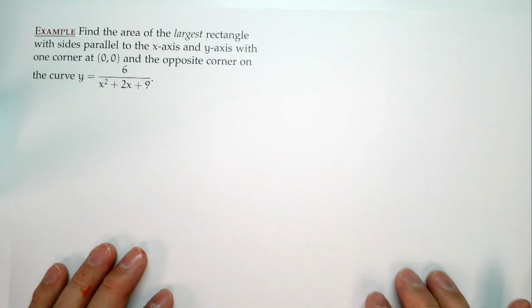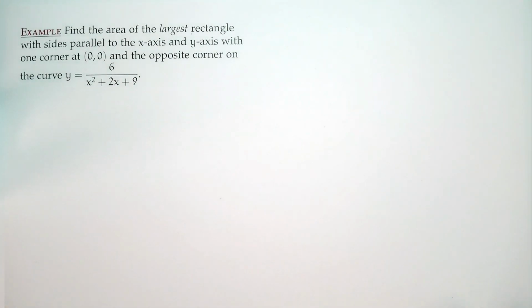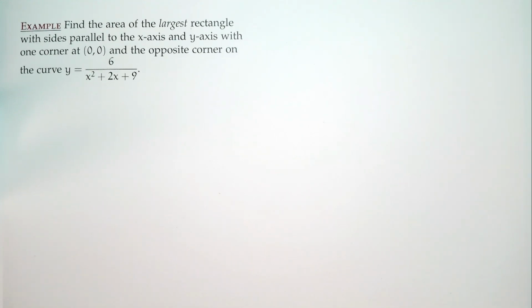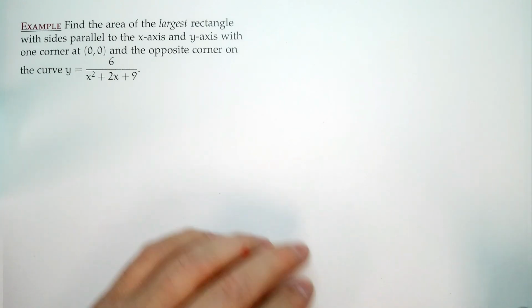The next one: we are going to find the area of the largest rectangle with sides parallel to the x-axis and y-axis, with one corner at 0, 0, and the opposite corner on the curve y equals 6 over x squared plus 2x plus 9. Oh, that's interesting. That shouldn't be too bad.